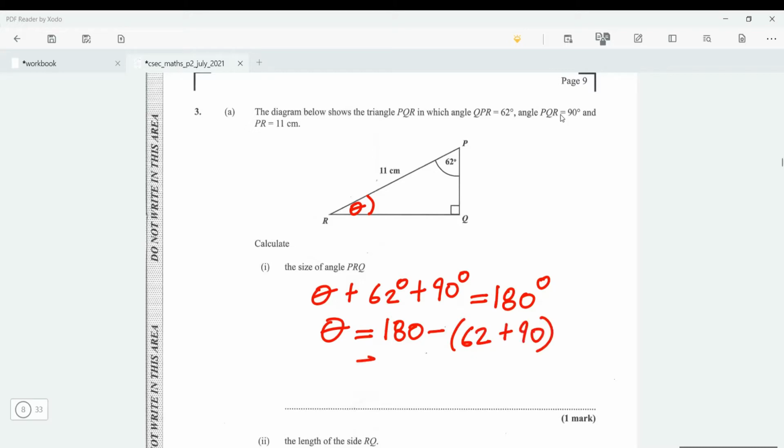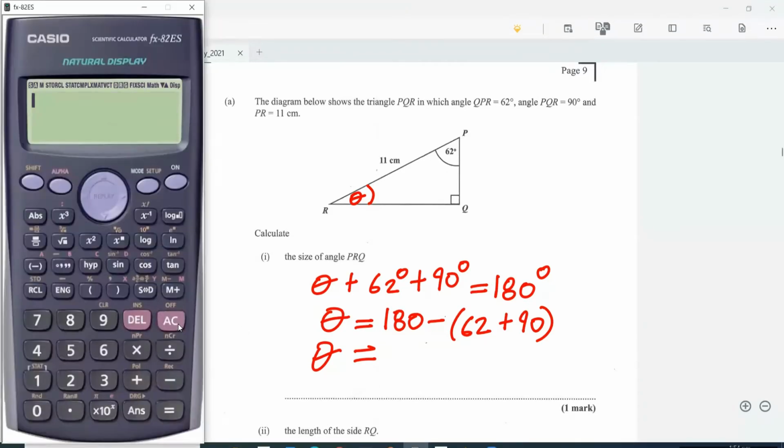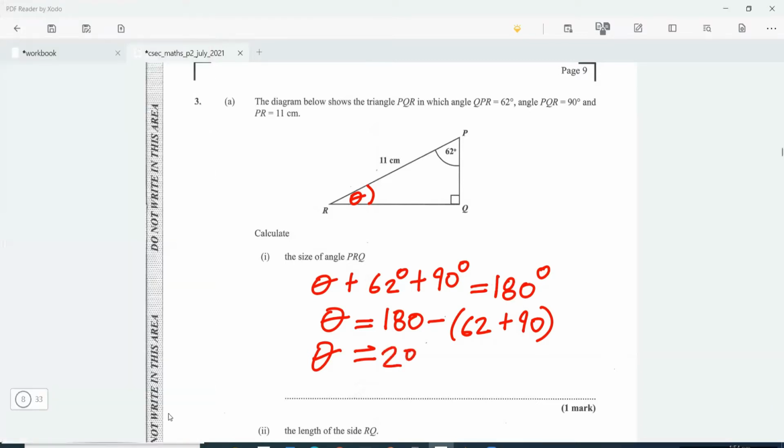So when we subtract them, you can always take out your calculator. If you don't feel confident, take out your calculator and do it. It's 180 minus, in brackets, 62 plus 90. So we do that and we get 28 degrees. This is 28 degrees. That's that angle right there. That's the 1 mark. Nice.